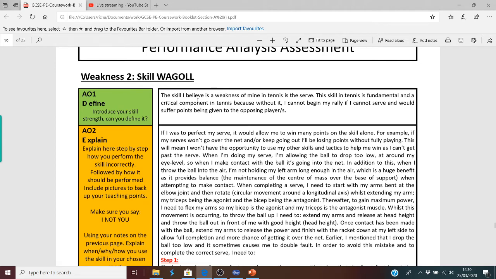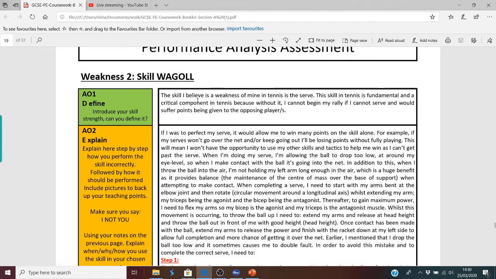While the movement is occurring, to throw the ball up, I need to extend my arm and release at head height and throw the ball out in front of me at a good height, which is around head height. Once contact has been made with the ball, I extend my arms to release the power and finish with the racket down by my left side to allow full completion and more chances of getting over the net.